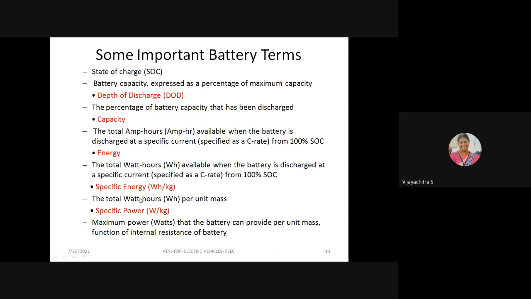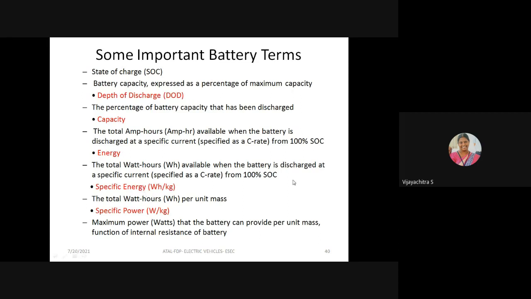Specific energy is the total watt hours per unit mass, and specific power is the maximum power in watts that the battery can provide per unit mass, a function of the internal resistance of the battery. So we have to consider depth of discharge, capacity, energy, specific energy, and specific power.